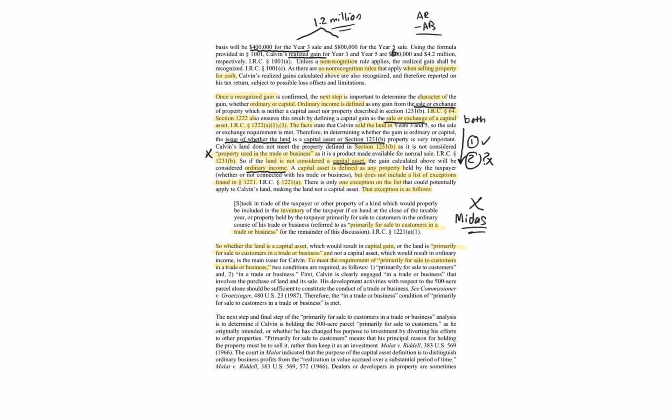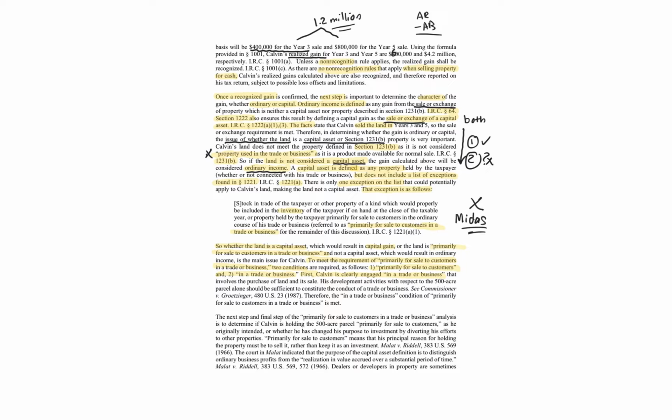as it's broken down, it's really broken into two conditions. First one being primarily for sale to customers, and second one being in a trade or business. So first, let's talk about the easy one that's met. First, Calvin is clearly engaged in a trade or business. If you look at the facts, he's a developer. Throughout the years, in the past, he's been making lot sales, right? He's been selling an average of 10 lots per year.